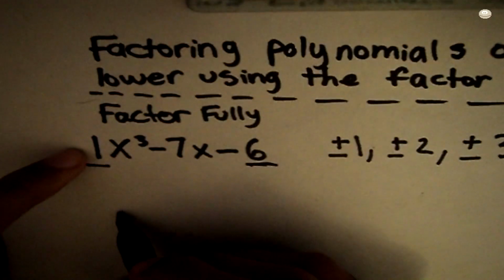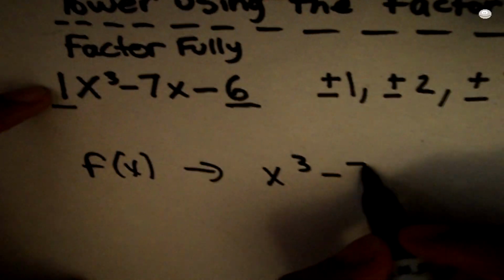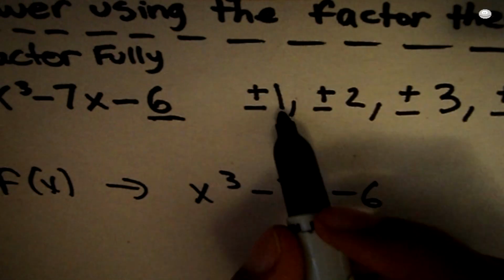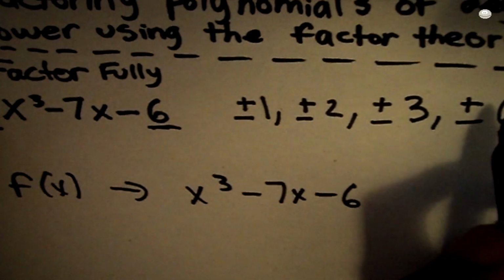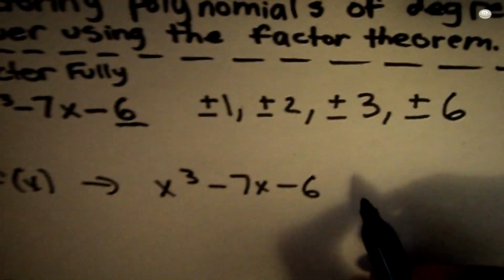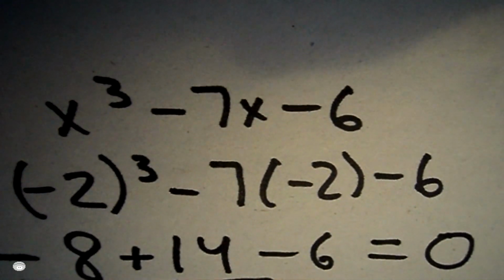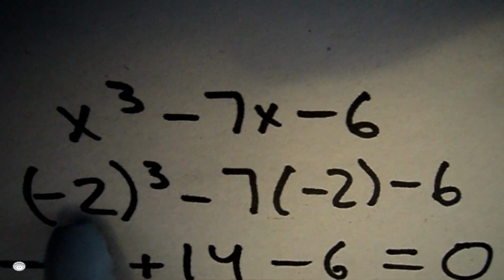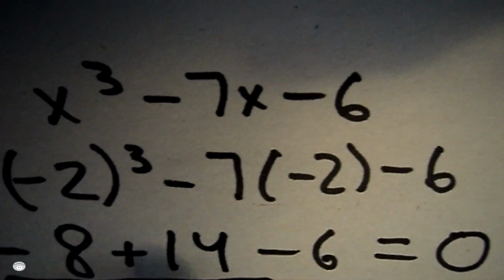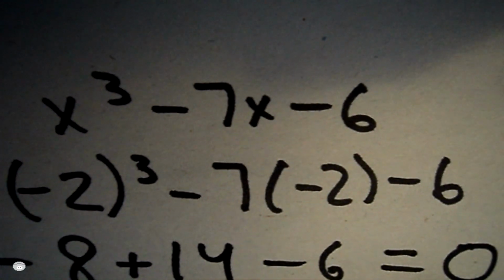So now we take f of x, which is x cubed minus 7x minus 6, and we start to plug in plus or minus 1, plus or minus 2, plus or minus 3, plus or minus 6 until this whole equation equals 0. I know that when you plug in negative 2 into the polynomial, it equals 0. So negative 2 cubed is negative 8, negative 7 times negative 2 is positive 14, and when you subtract 6 from that, the whole equation equals 0.